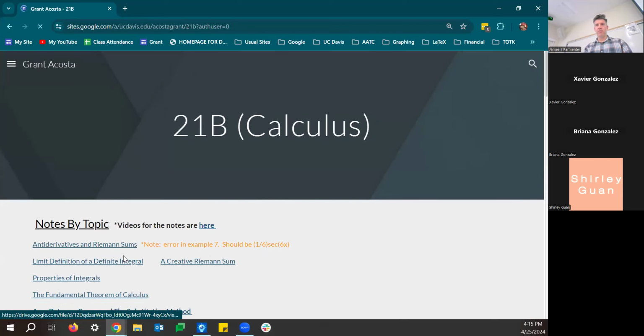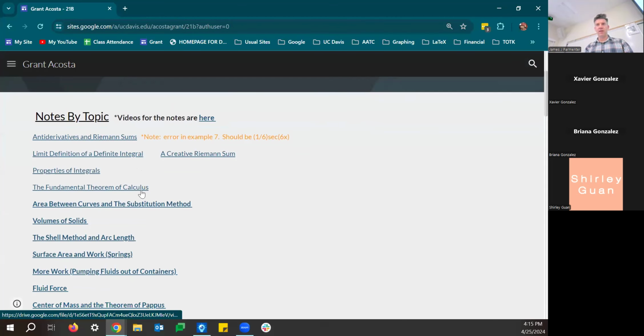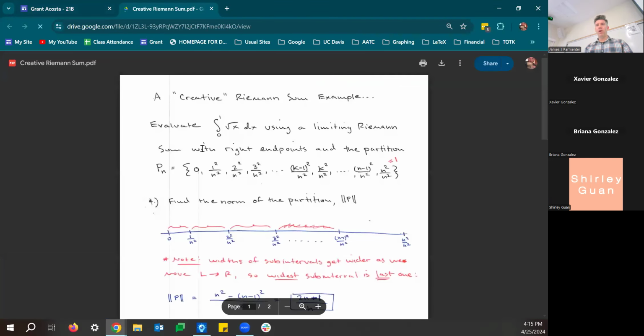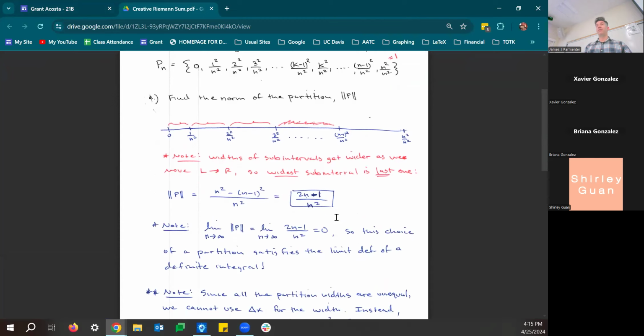and then scroll down a bit, it's the one that says, I think, a creative Riemann sum. This is the example where you're trying to evaluate the integral from 0 to 1 of the square root of x using a Riemann sum. The partition is not a partition of equal lengths. The partition is 0, then 1 over n squared, then 4 over n squared, then 9 over n squared. So your partitions do have different lengths. This is one you can calculate the limit of if you're careful. I would encourage you to read through that. It's also in the notes from class from near the beginning of the quarter.